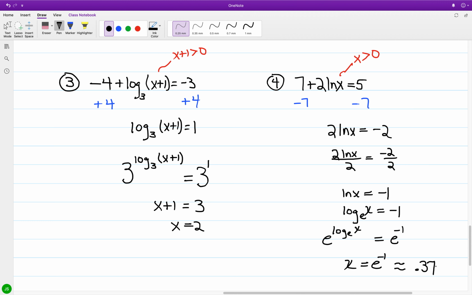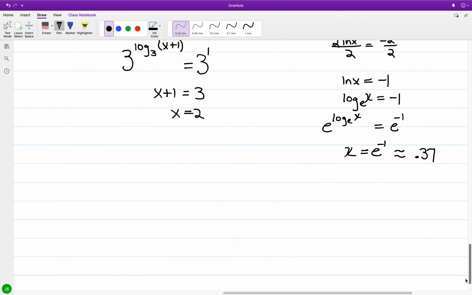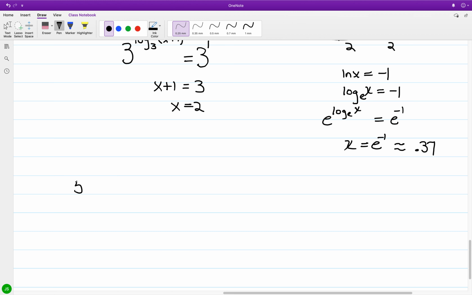Now, for question number 5, this one has sets of base 10 logarithmic terms. We have the base 10 logarithm of 18 is equal to the base 10 logarithm of the quantity x plus 2, minus the base 10 logarithm of 19. And so we have 3 logarithmic terms on the same base. All these are base 10 logarithmic terms.